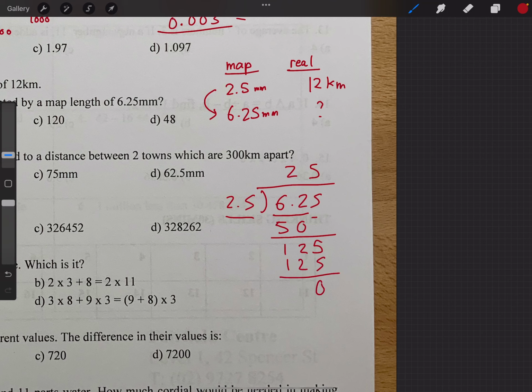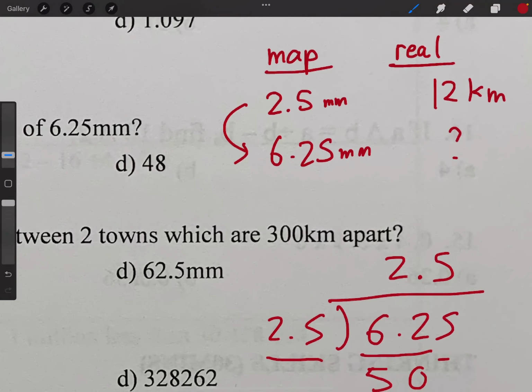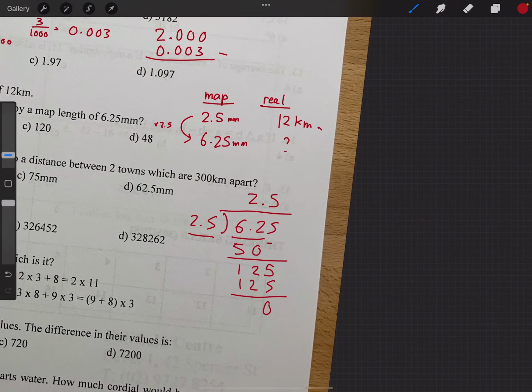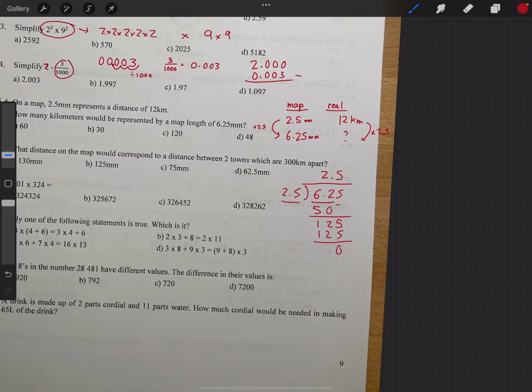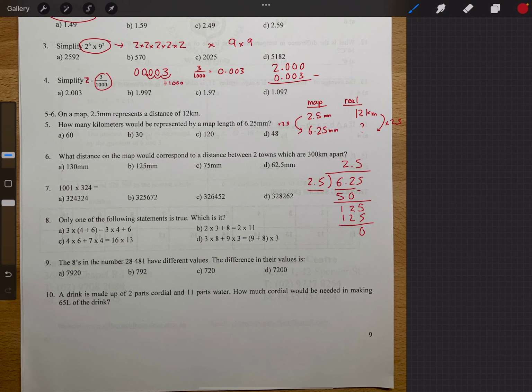Now, we know that the decimal place has to be here, because the answer cannot be 25. 2.5 times 25 will be 50 or 60 something. It can't be 6.25. So we have to have a decimal place between the 2 and the 5. So what that means is that from 2.5 to 6.25, we multiply it by 2.5. Okay, so that means we must multiply this by 2.5. So can you work out what that is? Multiply 12 by 2.5, see what you get? I'll leave that to you.